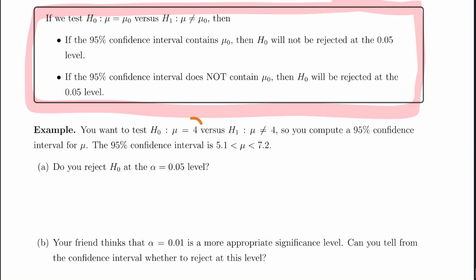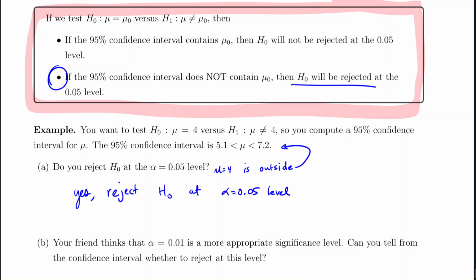Well, our mu value of 4 is outside our confidence interval. It's not in the confidence interval. So we're in this case: it does not contain mu naught, then we will reject H naught at the 0.05 level.